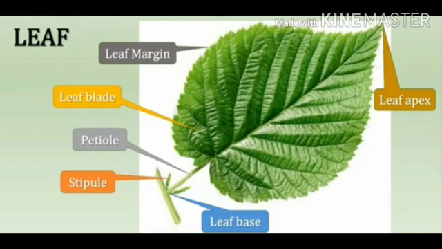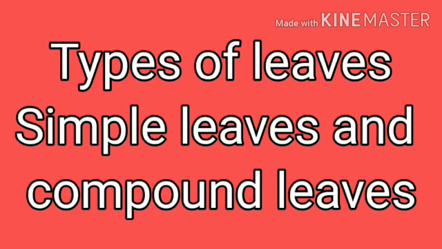Now, parts of a leaf: leaf base, stipule, petiole, leaf blade, midvein, vein, leaf margin, leaf apex. There are two main types of leaves, simple leaves and compound leaves. Now we will see parts of a flower: pedicel, calyx, filament, anther, style, stigma, corolla, ovary.